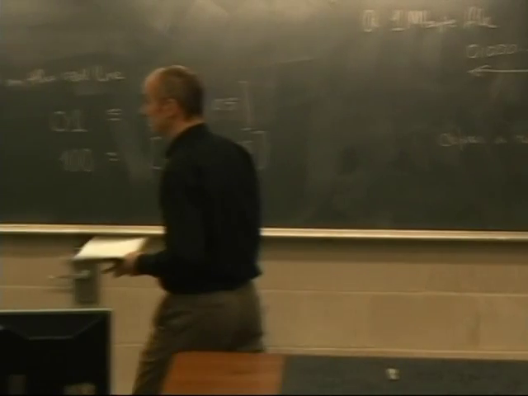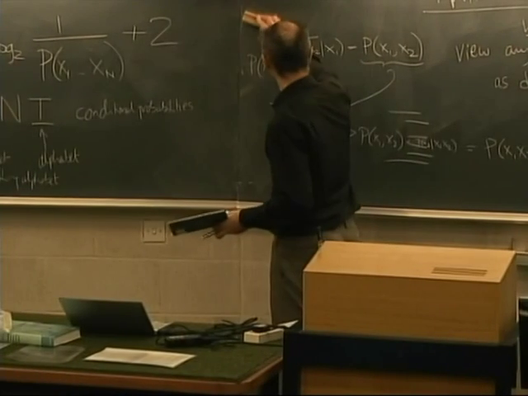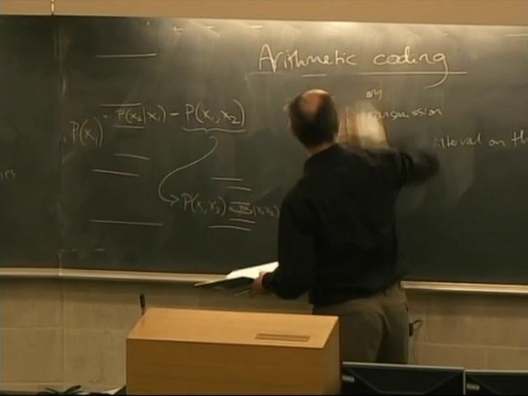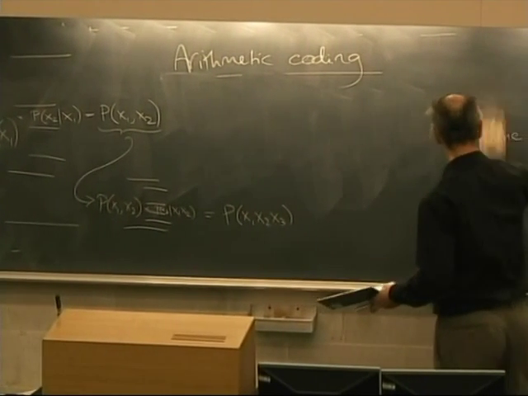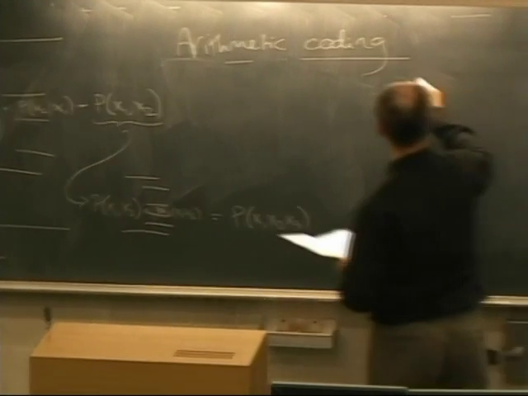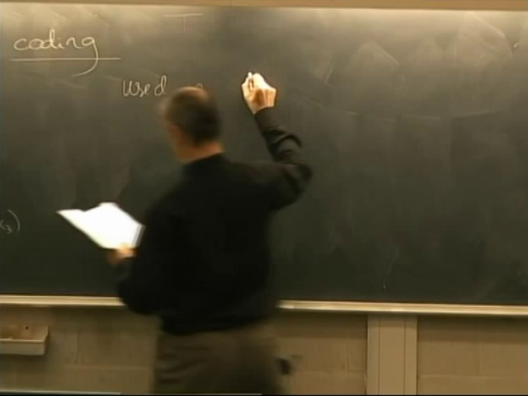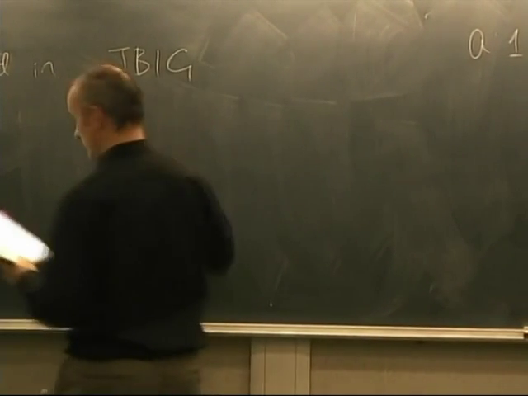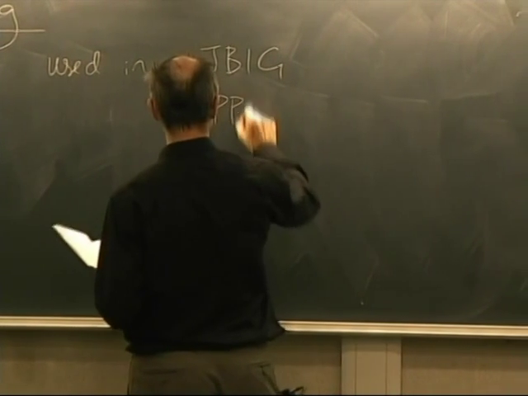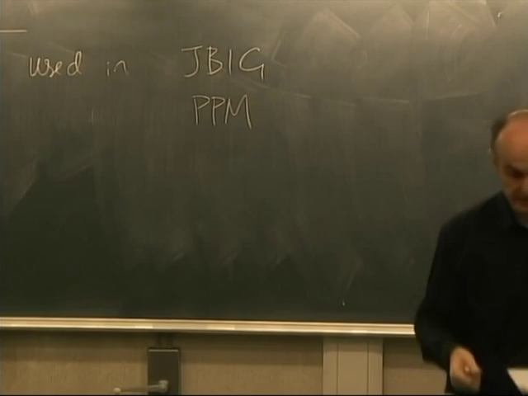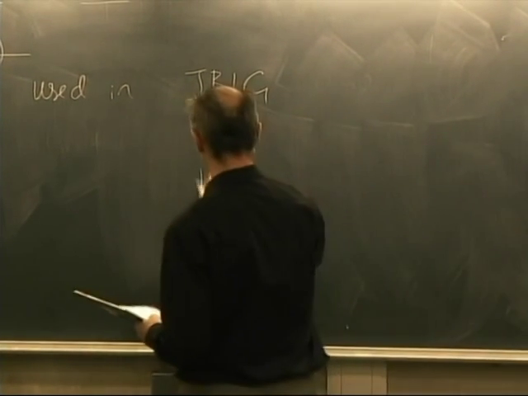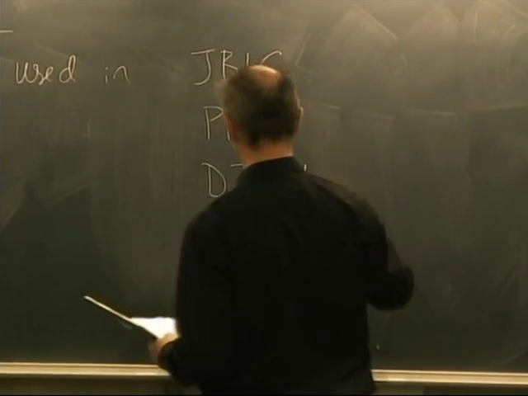Arithmetic coding is widely used. It's not super well known, but it is in many of the state-of-the-art compression standards. So arithmetic coding is used in, for example, JBIG, which is a binary image compression standard. It's in a language model called PPM, which is very widely used in text compression. And it's in a document compression standard called DjVu.